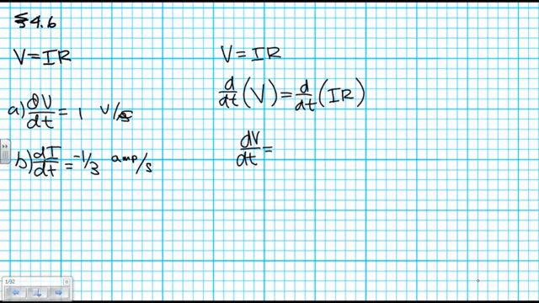The right-hand side, not so trivial, because we have I and R, and both of them are variables. Not only both of them are variables, but both of them are assumed to be or implied to be functions of time. So when we take the derivative of that, it's not a variable times a constant, or a variable times a variable, it's two functions. So how do we take the derivative of two functions multiplied together? Give me a P. Give me an R. Product rule.